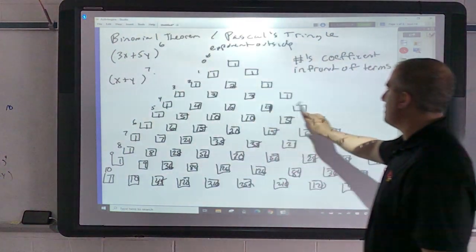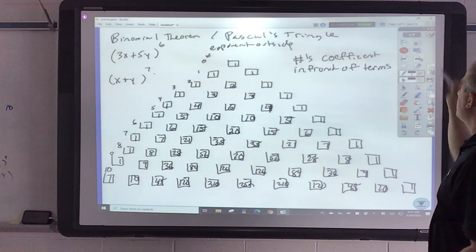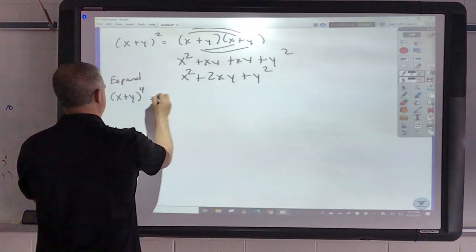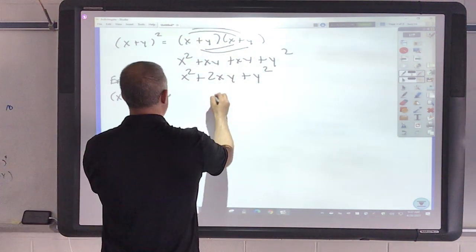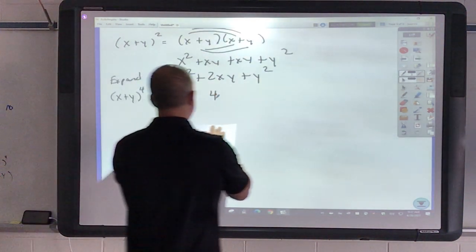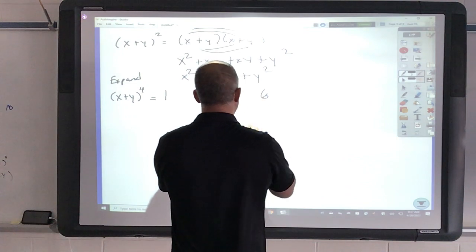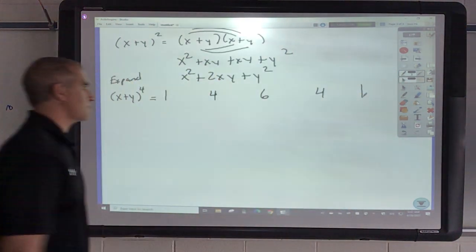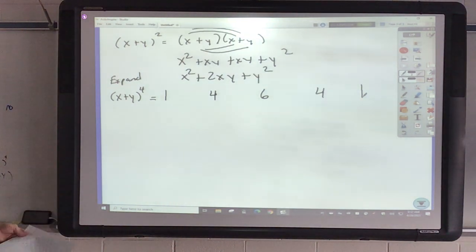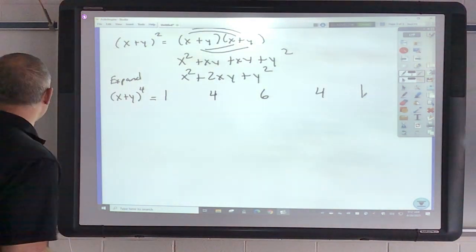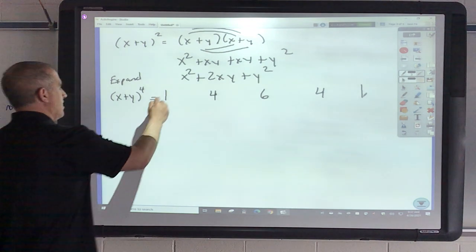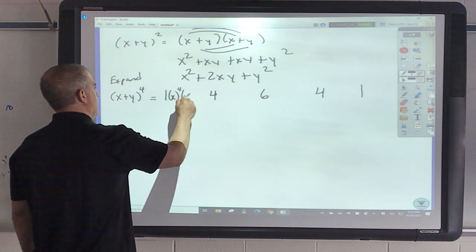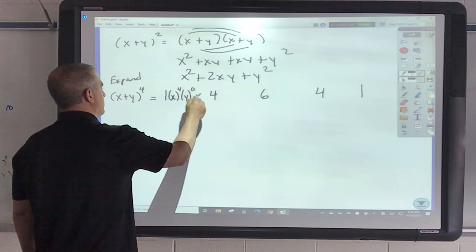So these are the coefficients that I'm going to write out to start. For the 4, I'm going to write out 1, 4, 6, 4, and 1. The second component of what I'm going to do is what we just worked on with the variables. I'm going to use the parentheses, and I'll explain why in a bit: x4, y0 to start.